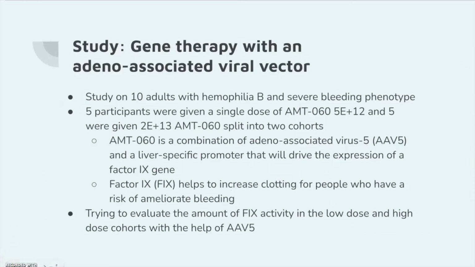The study we'll be looking into today is called Gene Therapy with Adeno-Associated Viral Vector 5 Human Factor 9 in Adults with Hemophilia B. In this study, 10 adults with hemophilia B and the severe bleeding phenotype were chosen to participate. These 10 subjects were split into two groups, the lower dose cohort and the higher dose cohort, with each group consisting of 5 subjects.